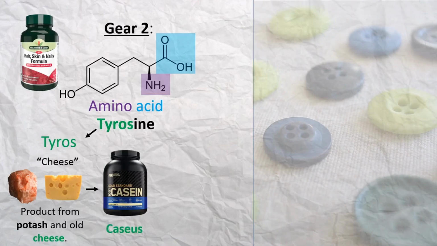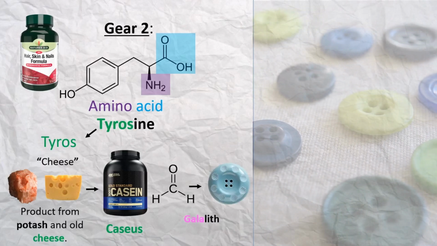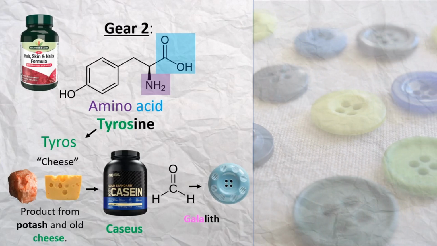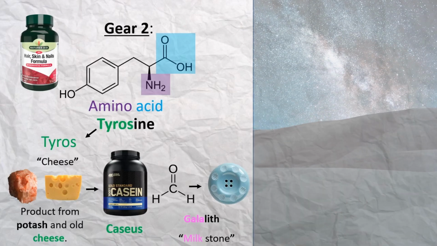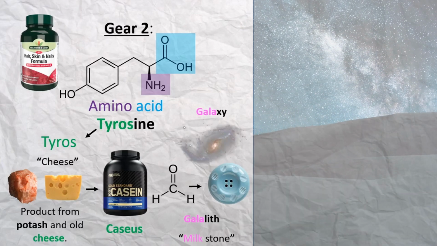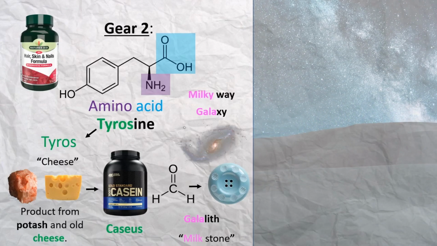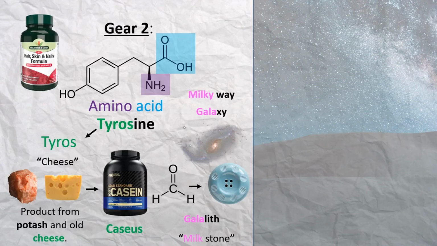We can react casein with formaldehyde to create a plastic called gallolith. Gallolith is used in some buttons. The word gallolith literally means milkstone, and the gallo part shares a link with our word galaxy. And that's because of the white milky path that can be seen on some nights. When people saw this, they started calling it the Milky Way. So when you say the Milky Way galaxy, you're essentially saying the same word twice.